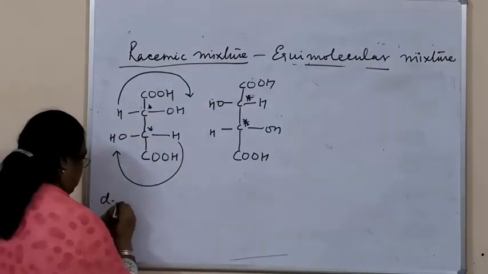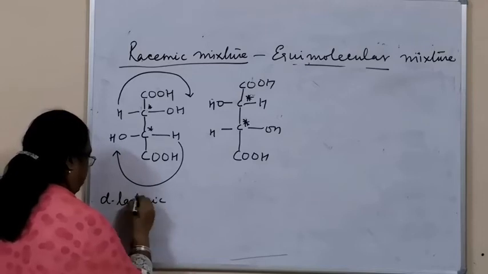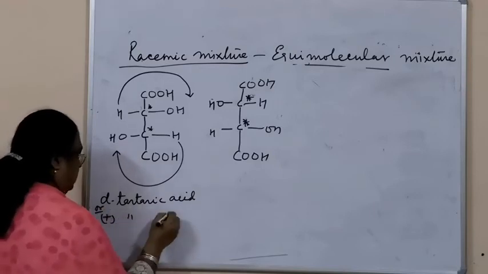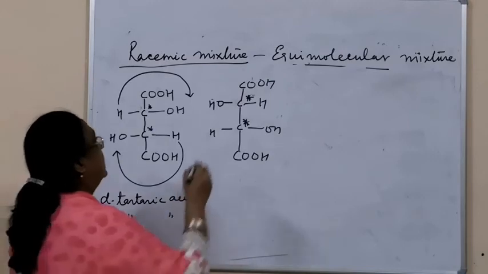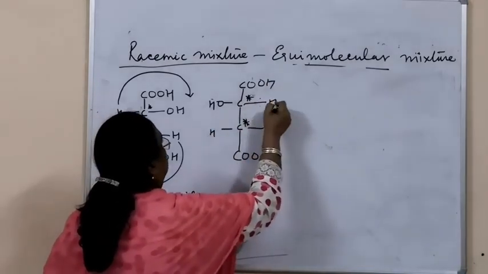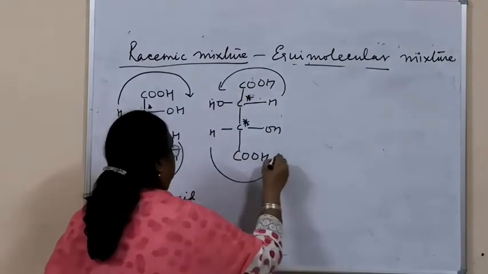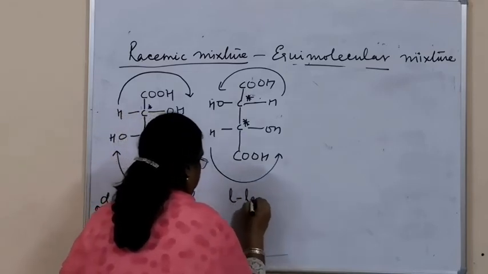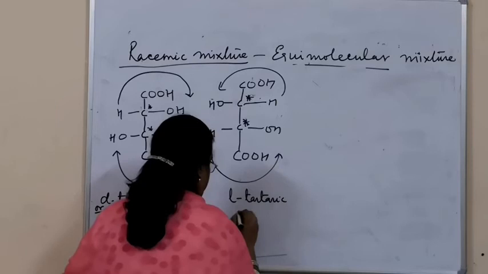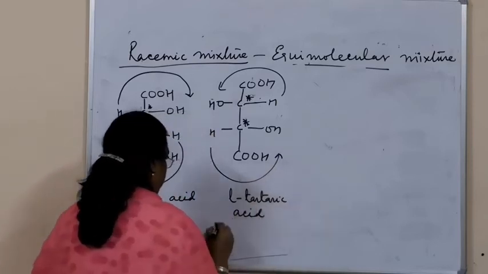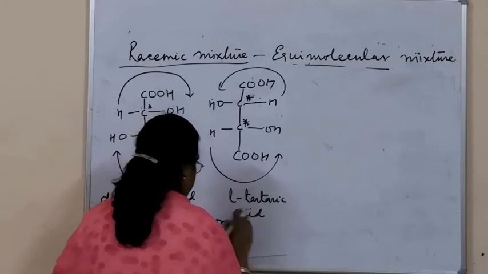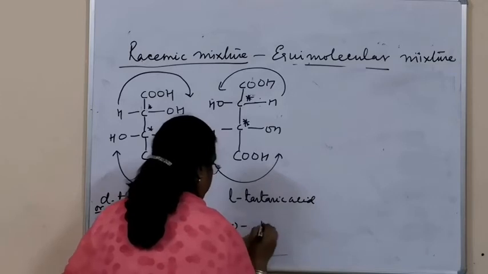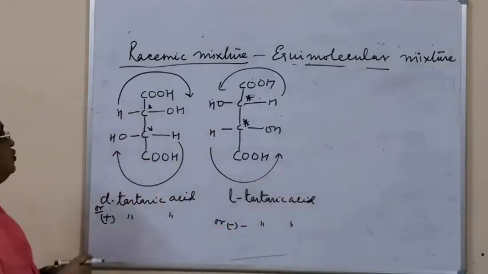So this is D tartaric acid, dextro tartaric acid or plus tartaric acid. In this case, lighter to bulkier, anti-clockwise around this carbon and this carbon. So this is L tartaric acid, or minus tartaric acid. So they are enantiomers.